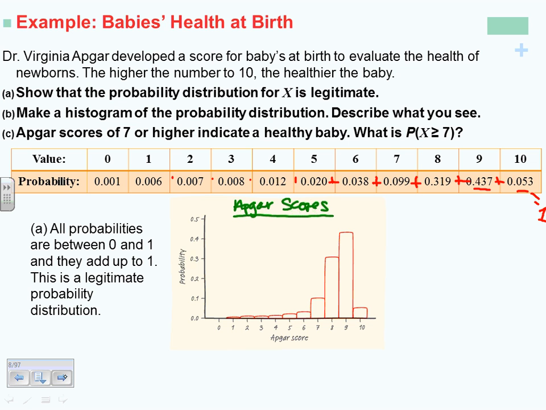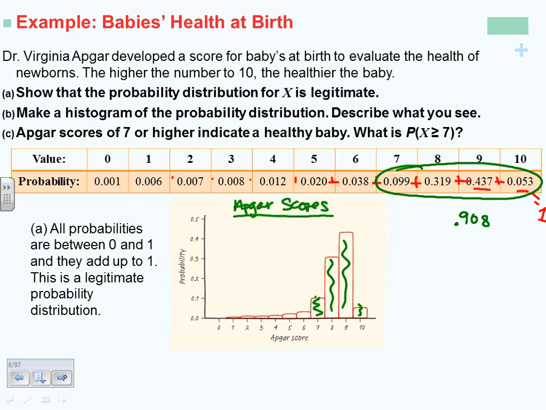And then what's C say? Okay, APGAR scores of 7 or higher indicate a healthy baby. So I want to find the probability that X is greater than or equal to 7. So I'm looking here, what's the probability of all of that kind of added up? So greater than or equal to 7 would be all of those. So if I add those up and find the total, that would be the probability of getting greater than or equal to 7. So I can see that that's going to be 0.908.